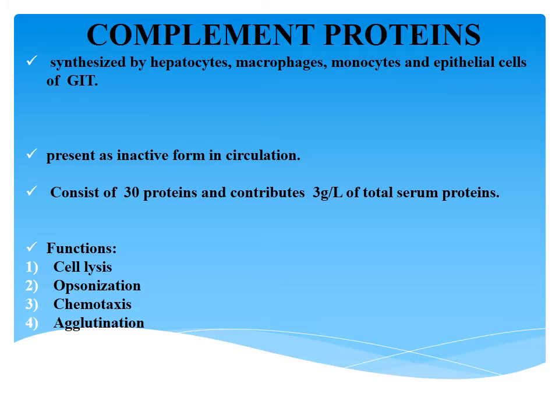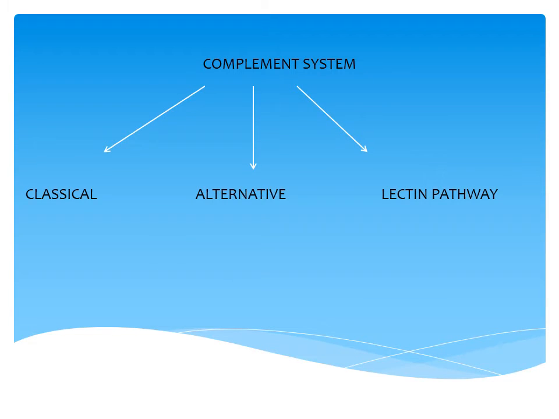Now let us see what are the various pathways of complement activity. The complement system was initially thought to have two pathways, that is the classical pathway and the alternate pathway. But recent advances have delineated another pathway, that is the lectin pathway. Now let us discuss each of the pathways in detail.